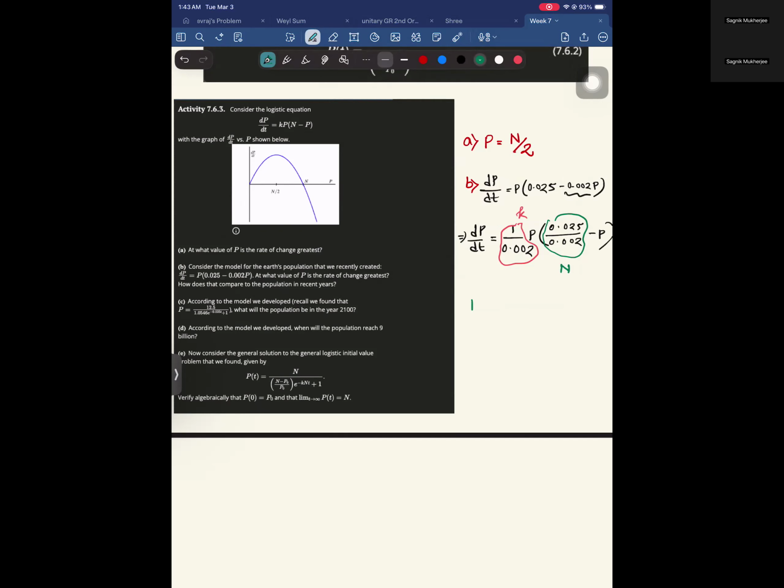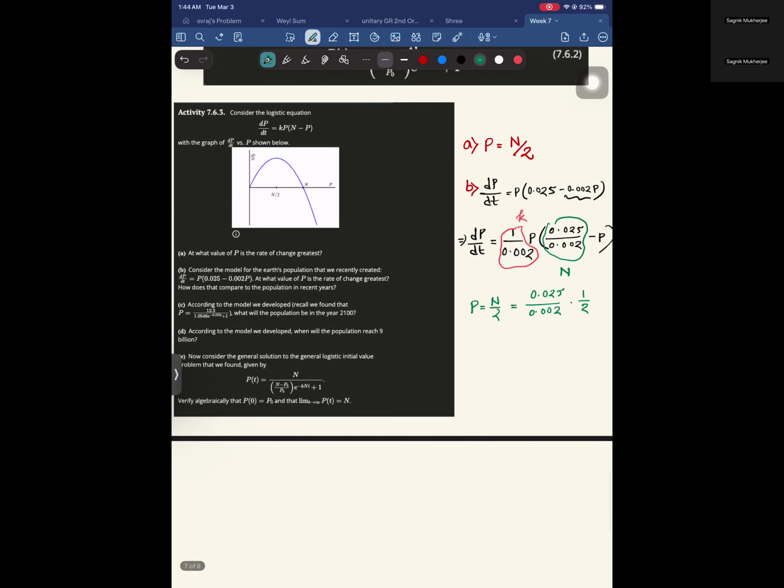So you want this, which is 0.025 over 0.002. You can actually simplify it a lot. So this is like 25 over 2 times half. So this is 25 over 4. So for P equals 25 over 4, dp/dt is highest.